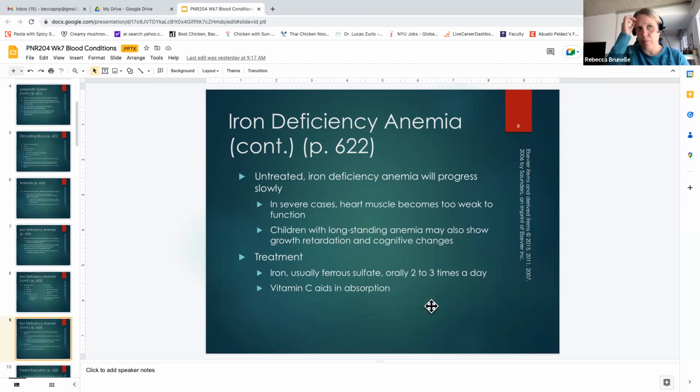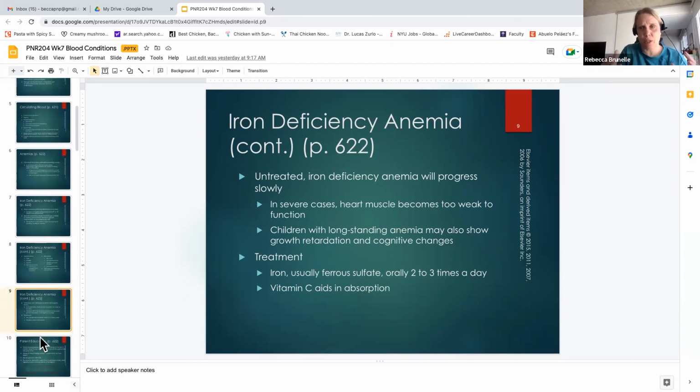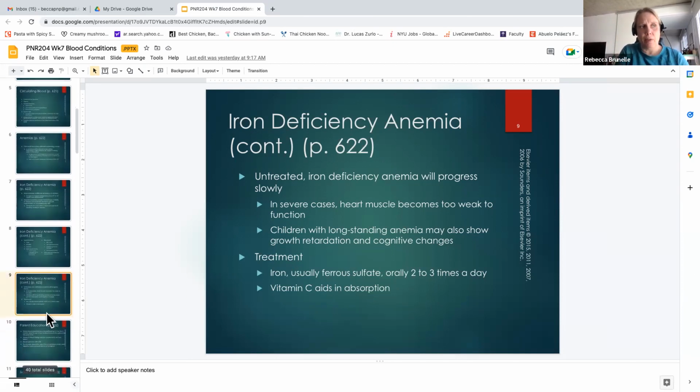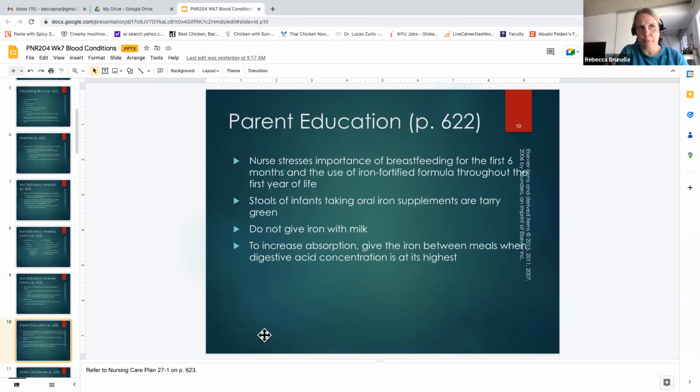Straightforward iron deficiency anemia, you just treat with ferrous sulfate. You've probably seen in other classes that vitamin C aids in absorption. So if they're old enough to drink orange juice, that's a good idea if you're giving them iron supplements. Otherwise, it's best if it's on an empty stomach, because they have the most hydrochloric acid, and they'll get better absorption.